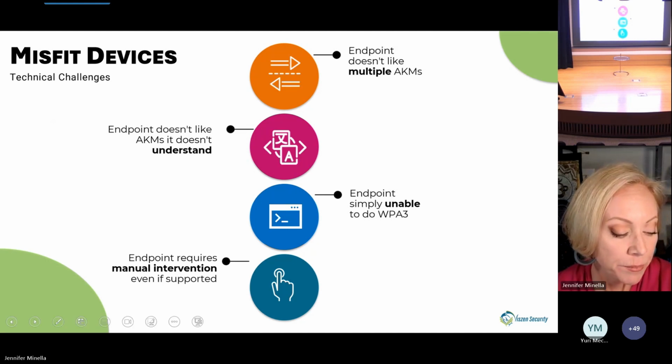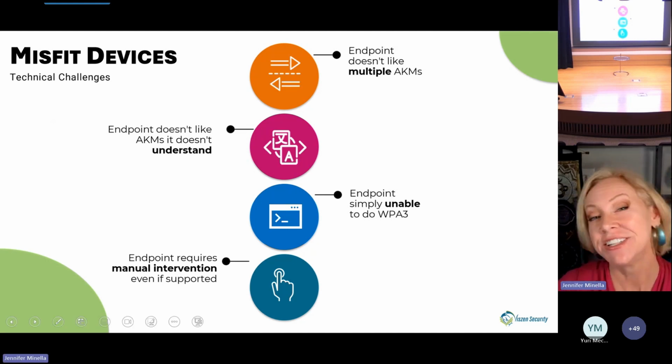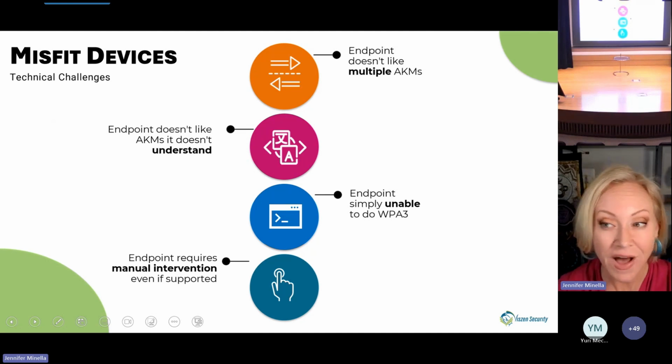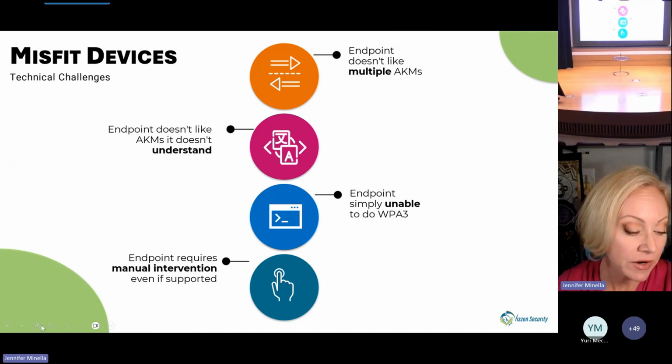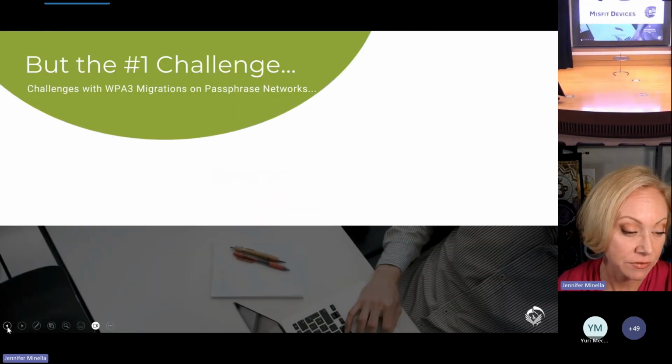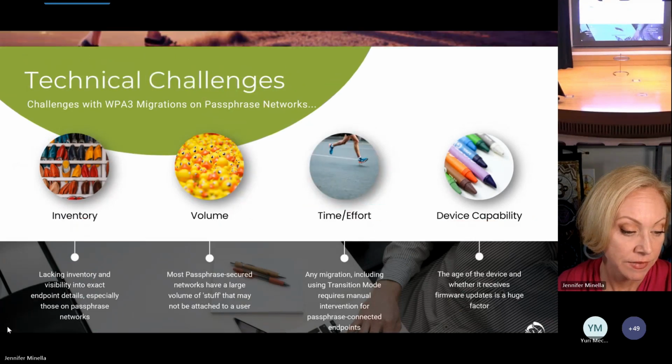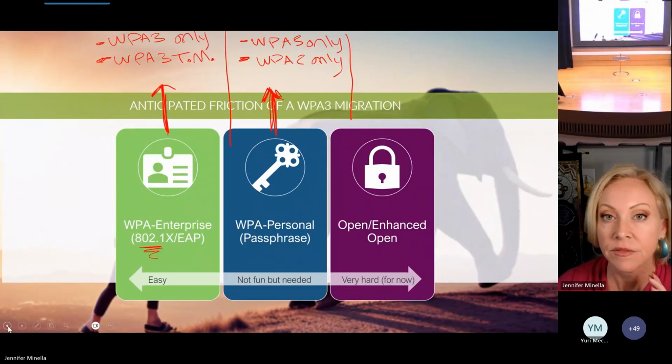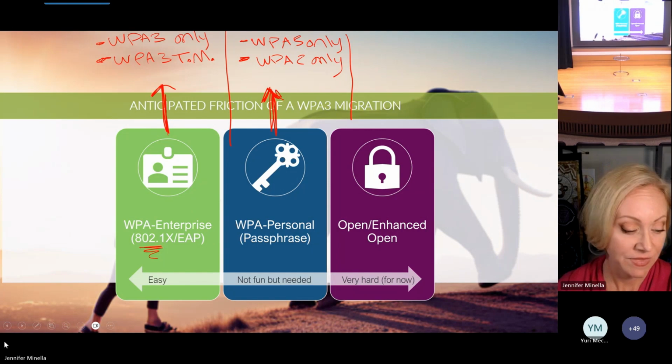So if we go back to the question 3 slides ago of why I don't recommend transition mode networks, I'll scoot back here to that. That's why I don't recommend transition mode networks or passphrase. Thank you, Jennifer. My pleasure.